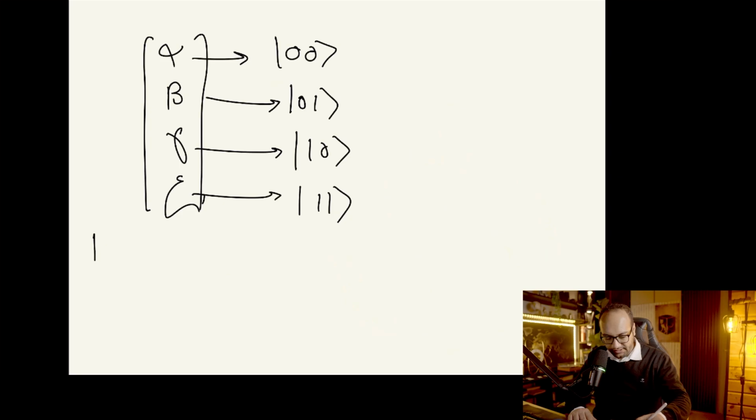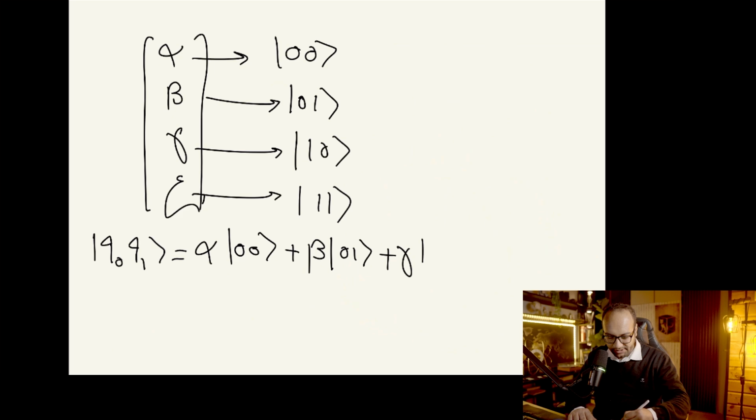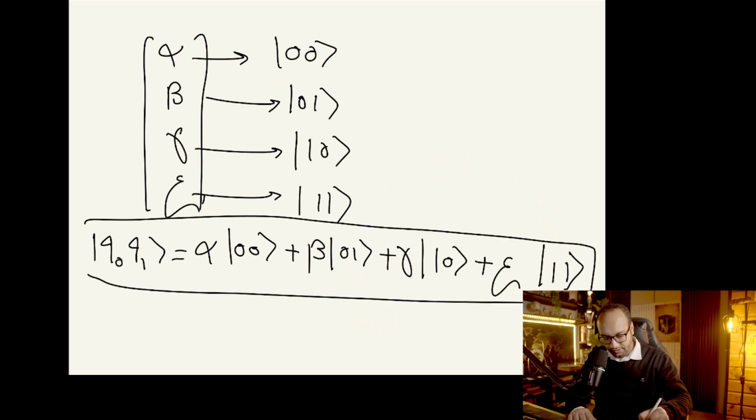So the total state generally is expressed as Q0, Q1 equal alpha ket 0, 0 plus beta ket 0, 1 plus gamma ket 1, 0 plus eta ket 1, 1. So this is for a 2-qubit quantum computer. We have now expressed the computational space, or the Hilbert space, of 2 qubits using the tensor product. The tensor product is very helpful to express and span the space of multi-qubits.